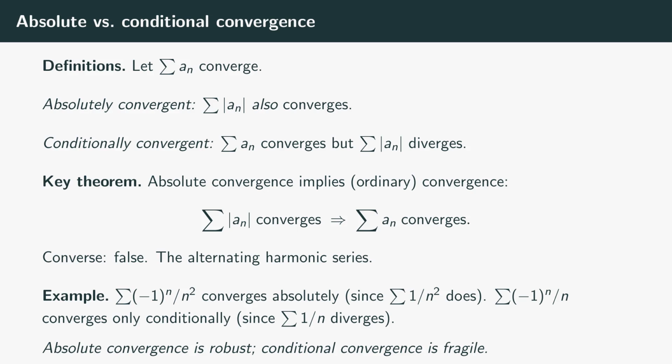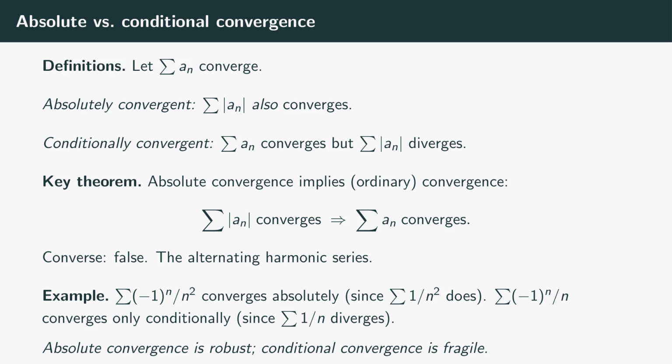Now a critical distinction. Absolute versus conditional convergence. Let's say the sum of a_n has terms with signs. There are two strengths of convergence. Strong sense, absolute convergence, not only does the sum of a_n converge, but the sum of the absolute value of a_n, the series of absolute values, also converges. Weak sense, conditional convergence, the series, the sum of a_n, converges, but the sum of the absolute value of a_n diverges. The convergence relies on cancellation between positive and negative terms.